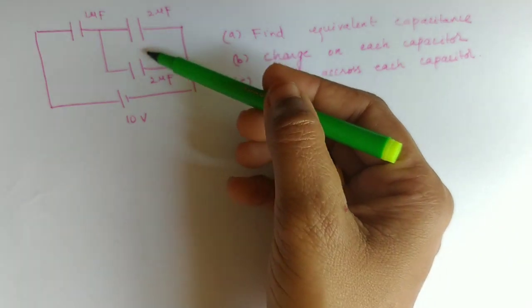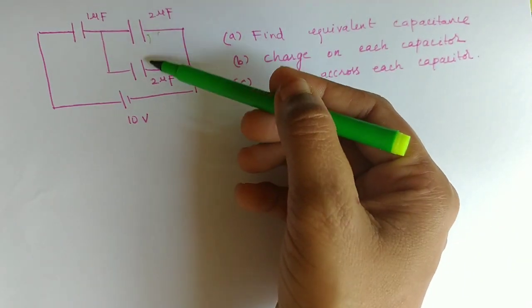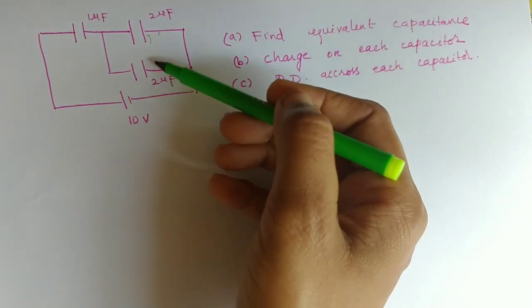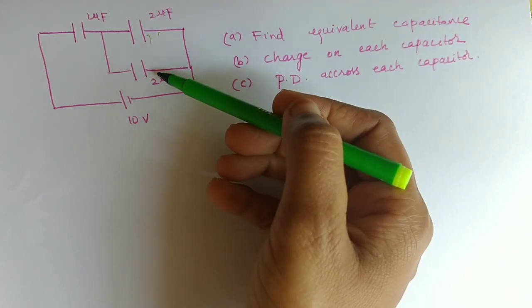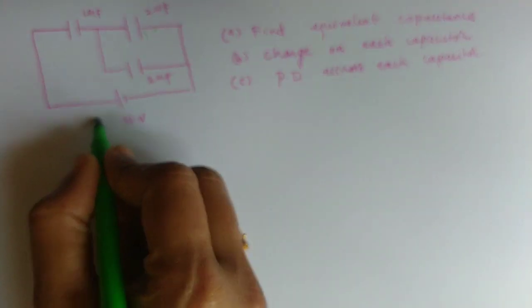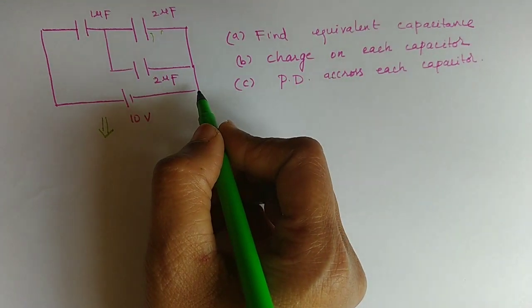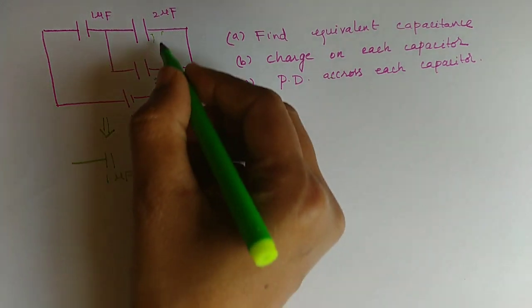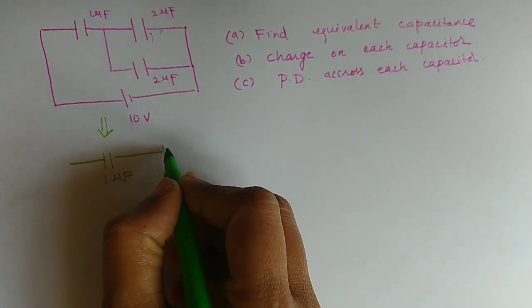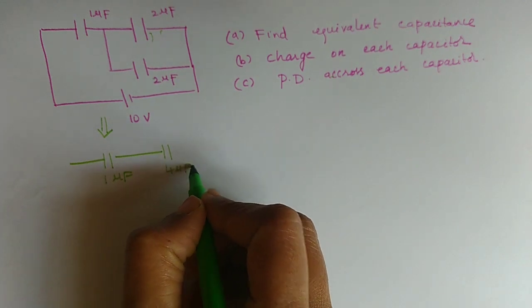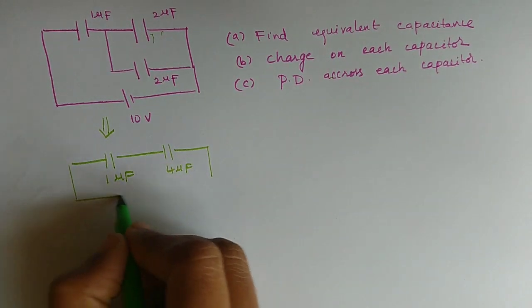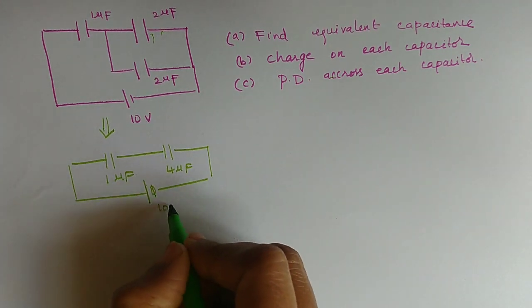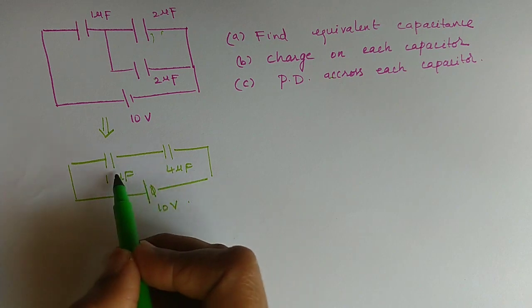Observe the circuit. These two capacitors are in parallel combination and that is in series with 1. And we know whenever two capacitors are in parallel, equivalent capacitance is C1 plus C2. So I'll modify the circuit. This is equivalent to 1 microfarad, and 2 and 2 in parallel will become 4 microfarad, connected to 10 volts battery. Now you can see 1 and 4 are in series.